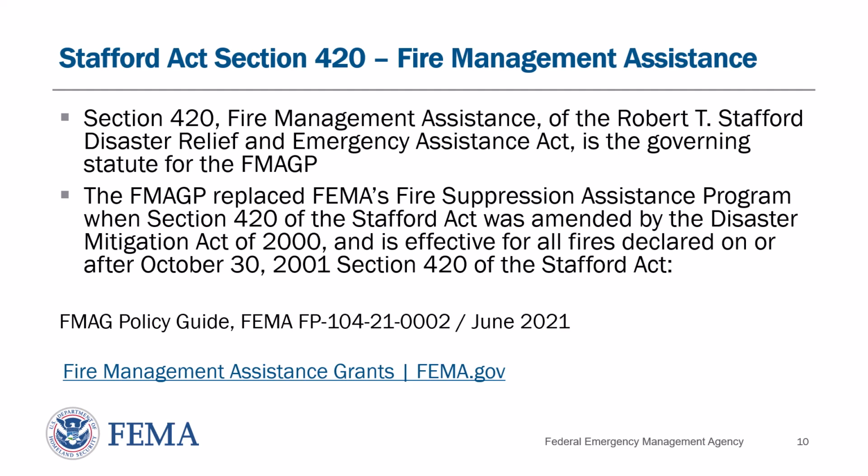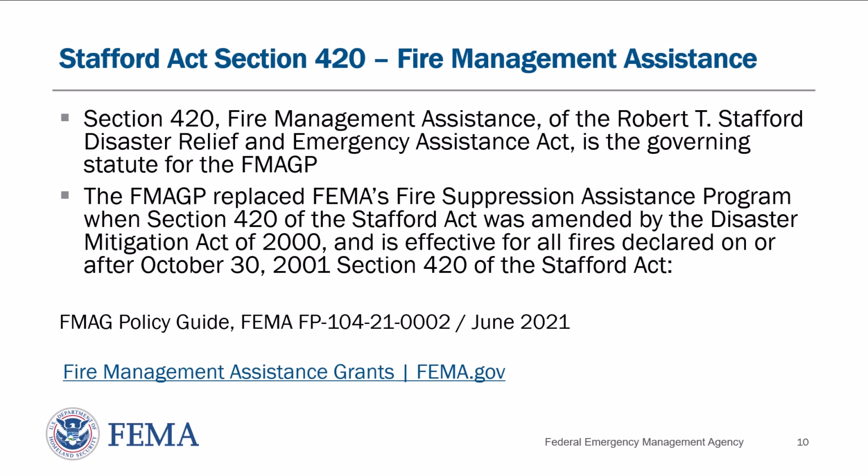So the Stafford Act, Section 420, Fire Management Assistance. The FMAG replaced FEMA's Fire Suppression Assistance Program when Section 420 of the Stafford Act was amended by the Disaster Mitigation Act of 2000 and is in effect for all fires declared on or after October 30th, 2001. It authorizes the President to provide fire management assistance to state and local governments, and it requires coordination with state and tribal forestry departments, requiring rules and regulations to be written to carry out the FMAG program.